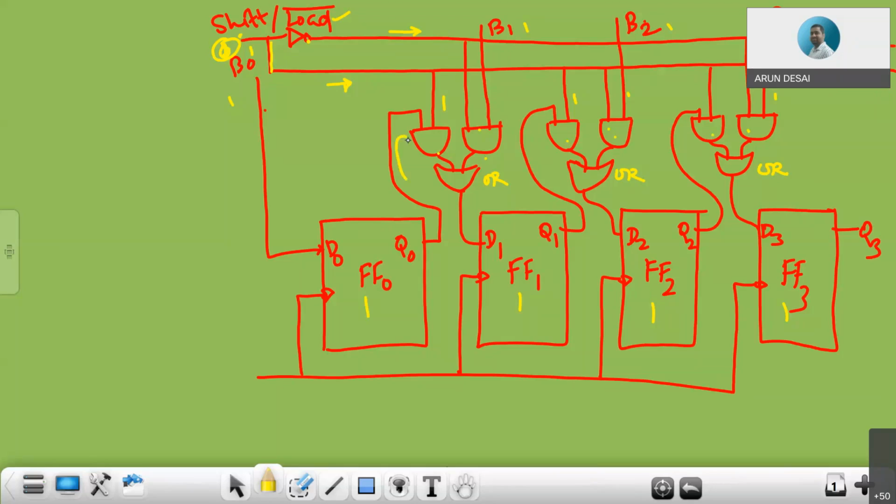So data is basically shifting to those flip-flops, right? Data is basically shifting from flip-flop 0 to 1 and again 1 to 2 and 2 to 3. So this is how you can have the arrangement of a parallel in serial out register, right? So what you need to do is you need to try a bidirectional register as your homework there, right?